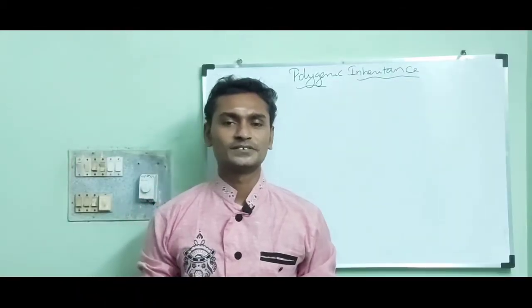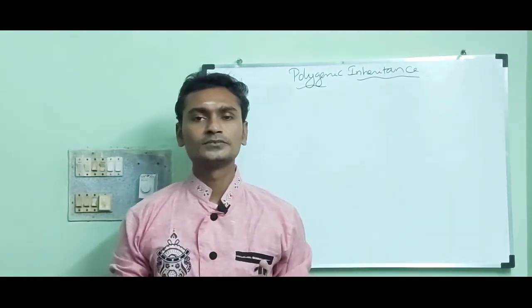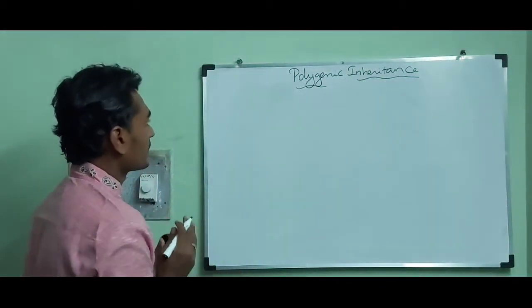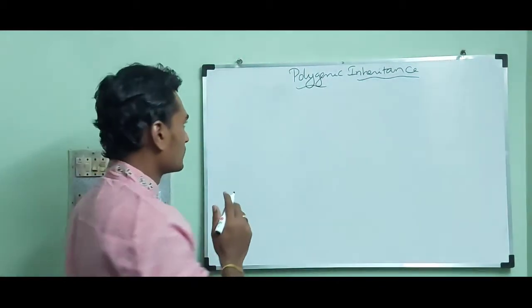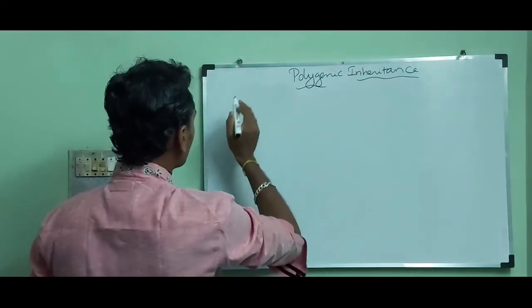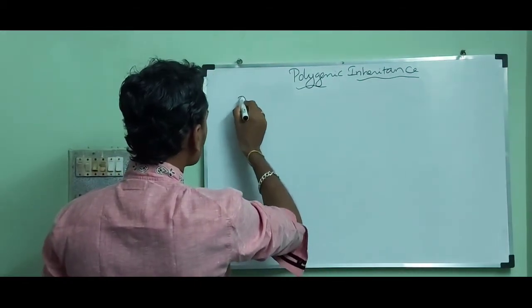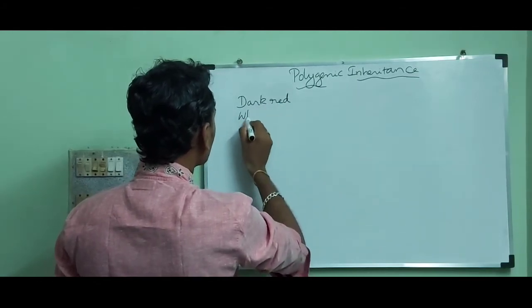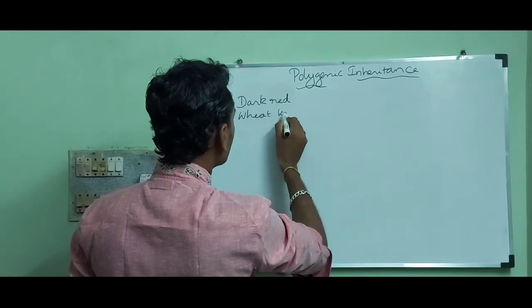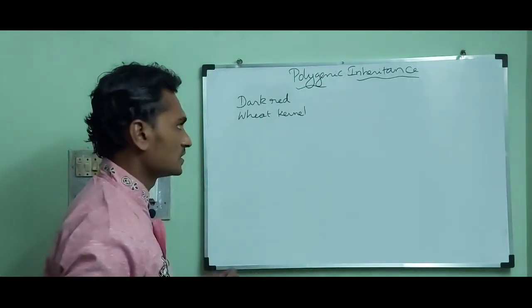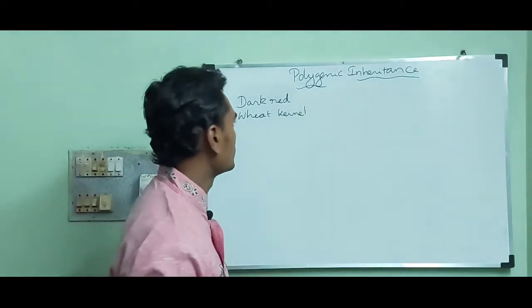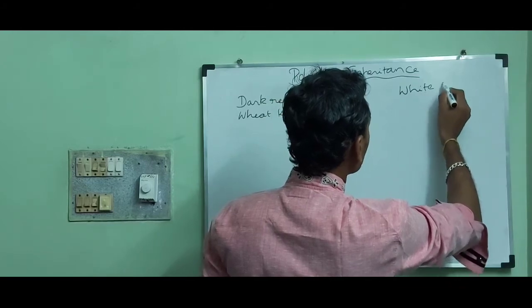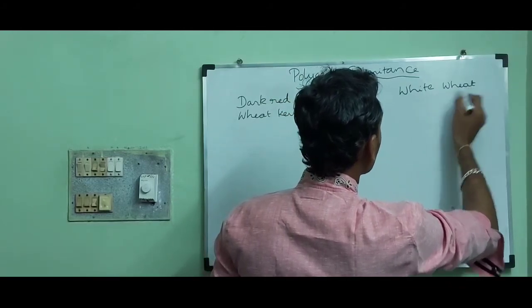For a cross, first we have to select two true breeding parents. First I am going to write the dominant parent phenotype. The dominant parent phenotype is dark red wheat kernel. Then the recessive parent phenotype is white wheat kernel.